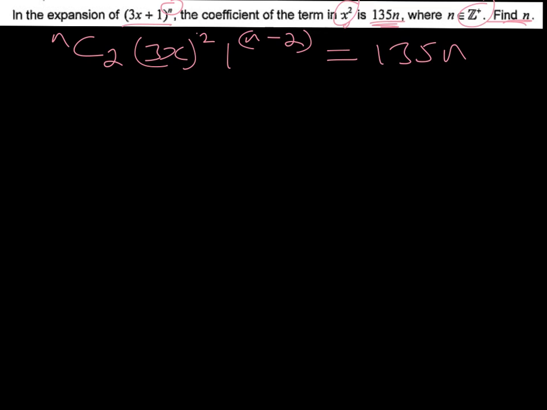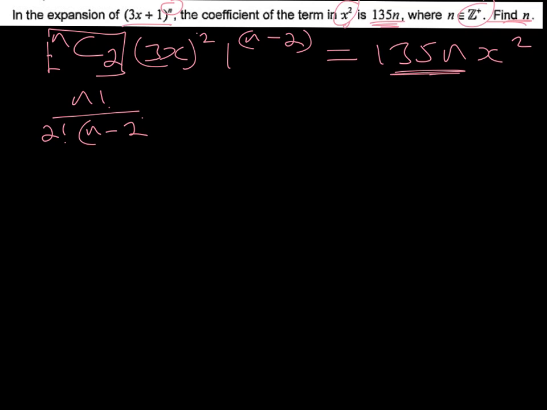135n multiplied by x squared. So the coefficient here will obviously be what I'm left with on this side. So n choose 2 is going to be n factorial over 2 factorial multiplied by n minus 2 factorial. The expansion of this is going to give me, again, using our laws of indices, this is the same as 3 squared times x squared, or just 9x squared, is the same as 135n x squared.